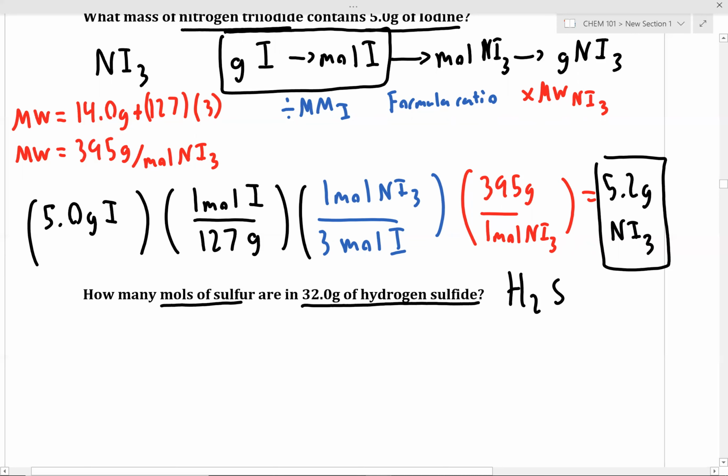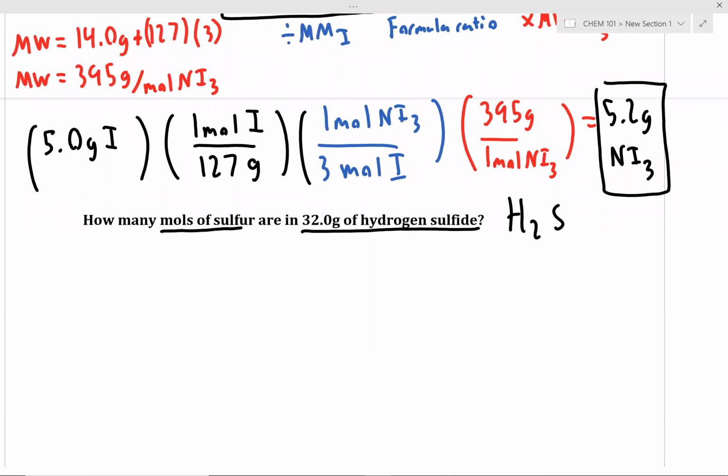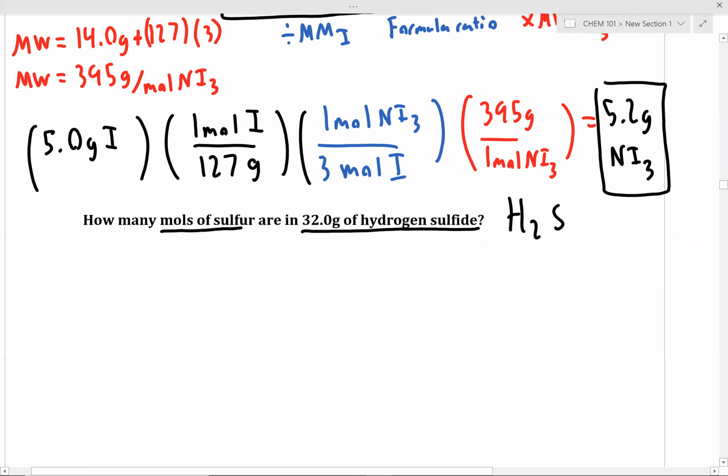So I saw a lot of reasonable answers. I'm very impressed how quickly everyone was able to tackle this problem. Let's now talk through this solution together, and let's talk about what we know and what we are trying to figure out. So we are given the grams of hydrogen sulfide, H2S. And what are we looking to calculate? What are we trying to report? Moles. More specifically, the moles of sulfur.